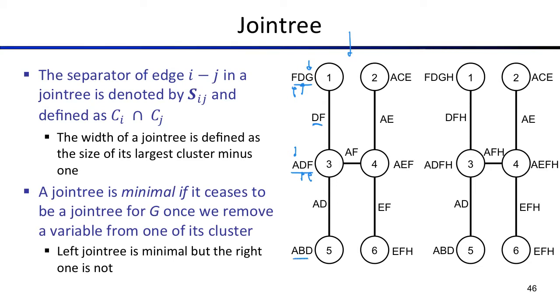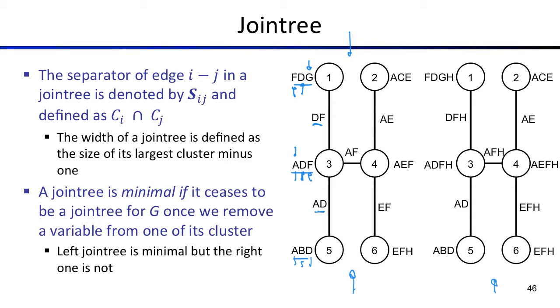Similarly, if we look here, we have ADF and ABD, and the intersection is AD. So we see that A is common, D is also common, but here we have B that doesn't occur in node 3. In node 3 we also have F, which doesn't occur in node 5. So the intersection is AD. And we have the notion of minimal and non-minimal joint tree. So this joint tree here on the left is minimal, and this one here on the right is not.